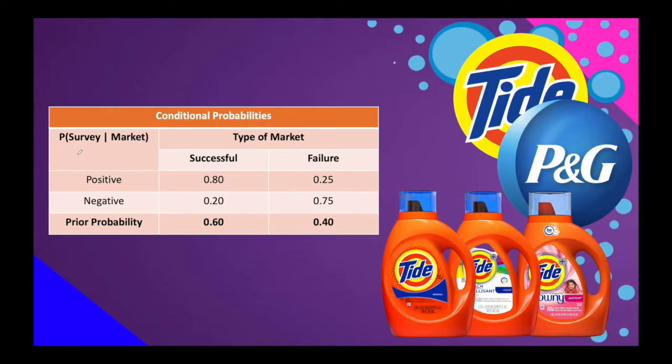Okay, so next, the probability of a negative survey given a successful market. Basically, that is 0.20 and so on and so forth. So we have here 0.25, 0.75, and the prior probability for successful type of market, 0.6, and for the failure type of market, 0.4. So that is our given conditional probabilities.